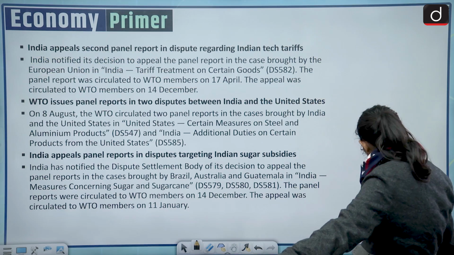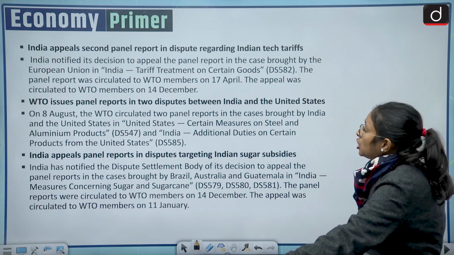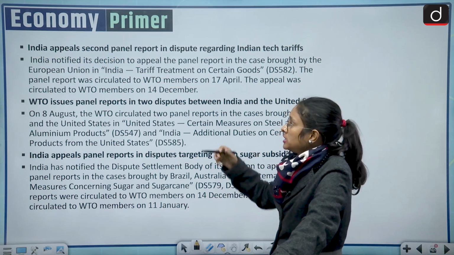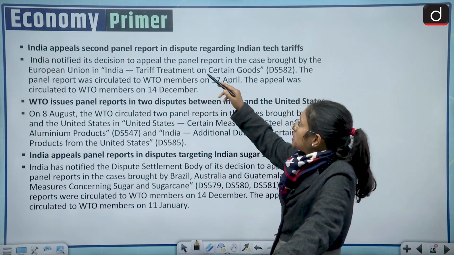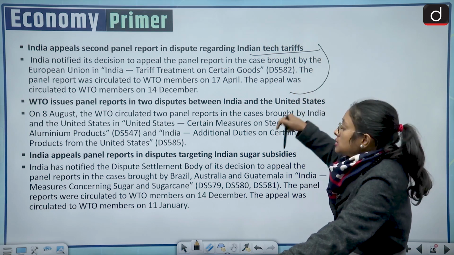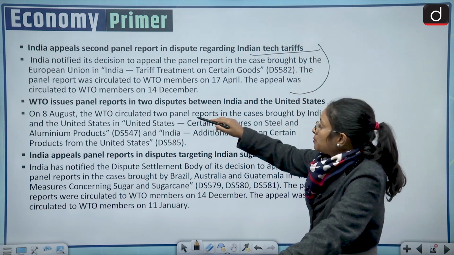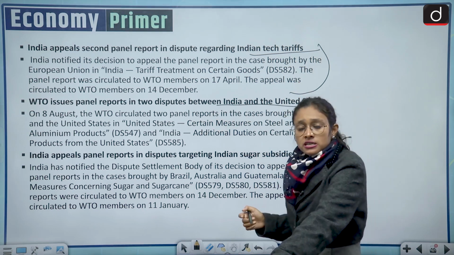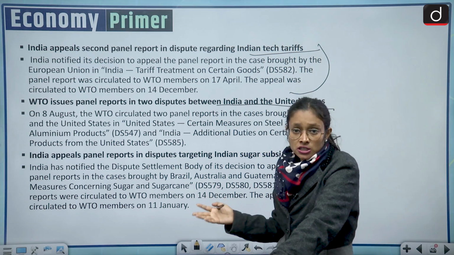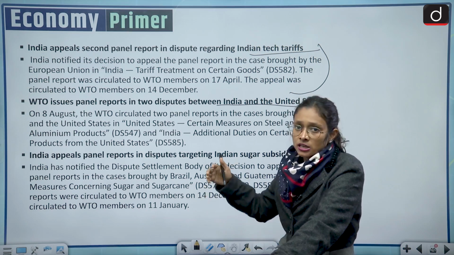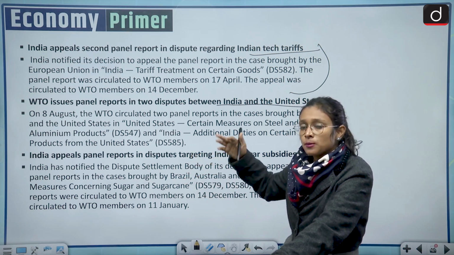Moving to the next slide. The next slide is about the cases India has registered with the WTO. India appeals the second panel report in the dispute regarding Indian tariffs. So this is another case. WTO issues panel reports in two disputes between India and the United States. Though the United States is the largest trading partner of India, we still share a few disputes, and India has taken this dispute to the WTO.